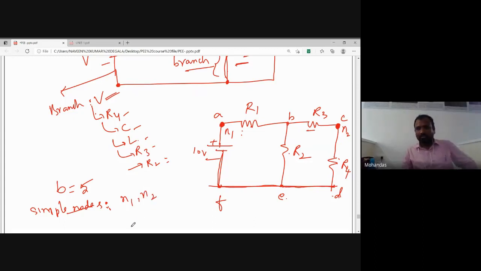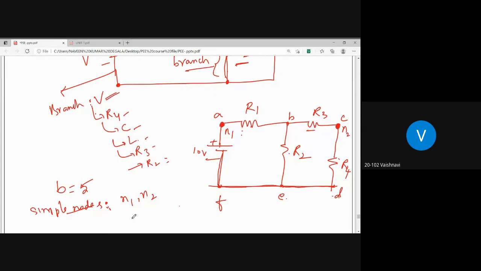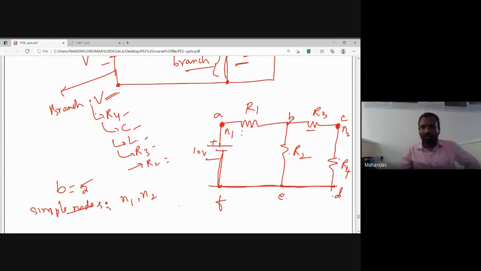Next, can you tell me where is the principal node? At point B. Very good. At point B, let us say N3. So the principal node is N3.